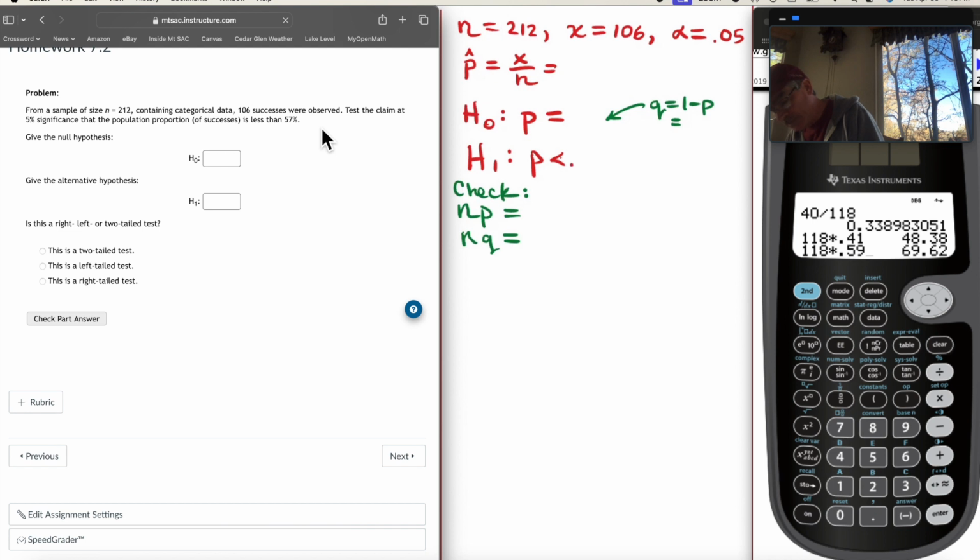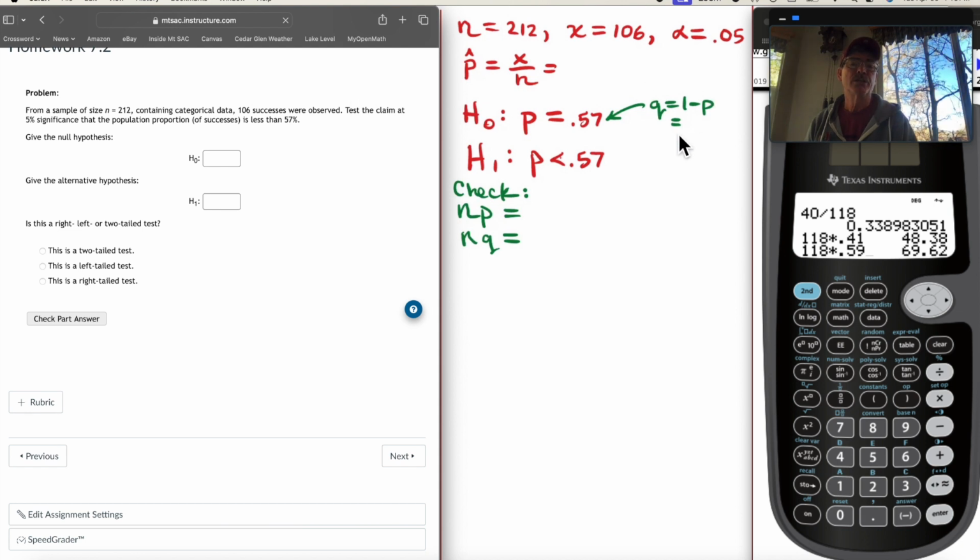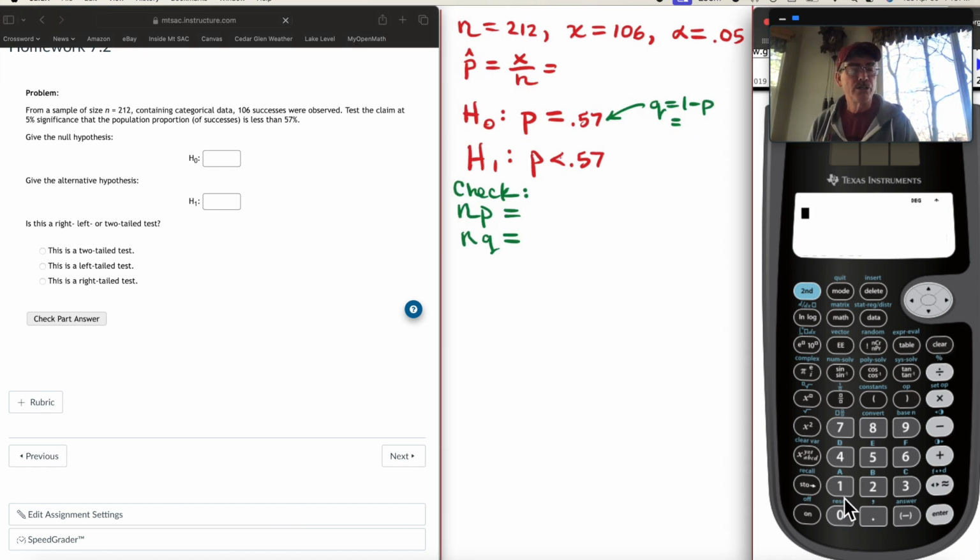P is less than 0.57. And with the null hypothesis, right, so it's a less. With the null hypothesis, we just change it to an equals. P equals 0.57. Now, at some point, we're going to need Q here. Q is always 1 minus P. So we'll go ahead and do 1 minus 0.57. And so this is our Q value, 0.43.